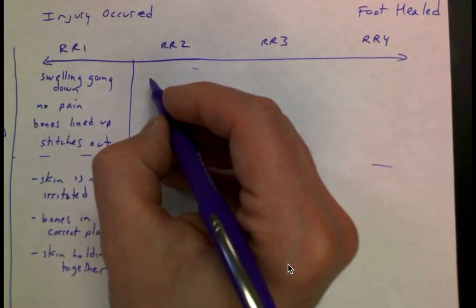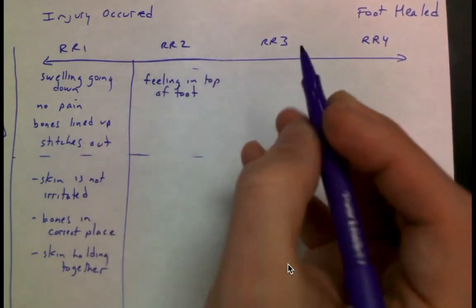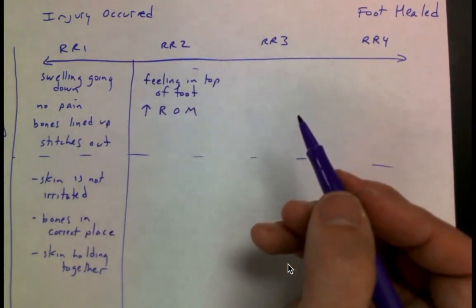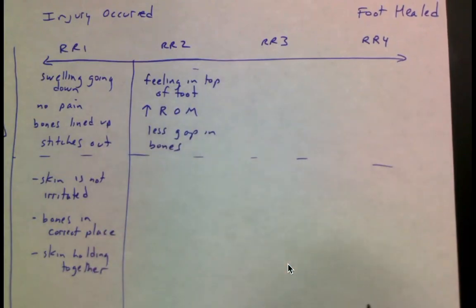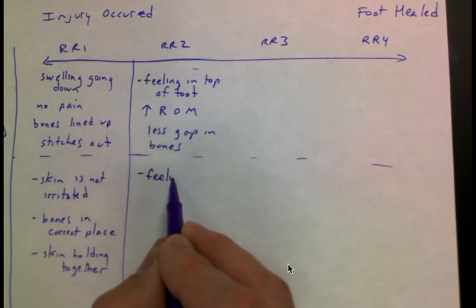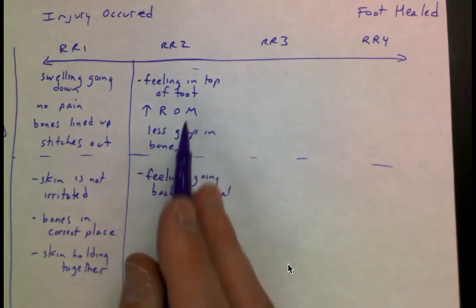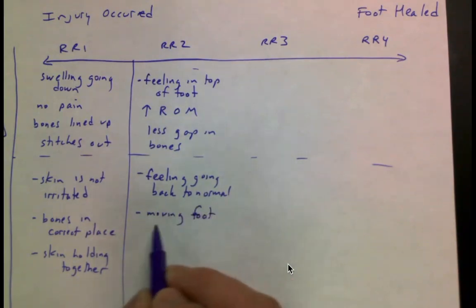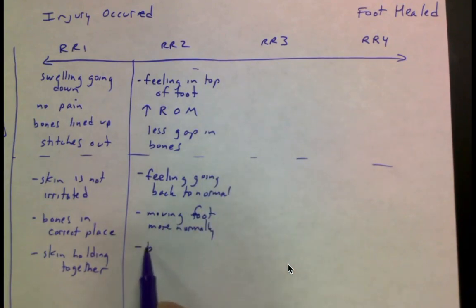So for recovery report number 2, there is feeling in top of foot. There is increased, so my up arrow, increased range of motion, ROM, just to save us a little writing. There is less gap in the bones. Okay, so that's good. So how is this a sign of healing? Well, if he can feel that, so feeling's going back to normal. Range of motion, you can actually do normal things again, so moving foot more normally. And the bones are healing if there's less gap.